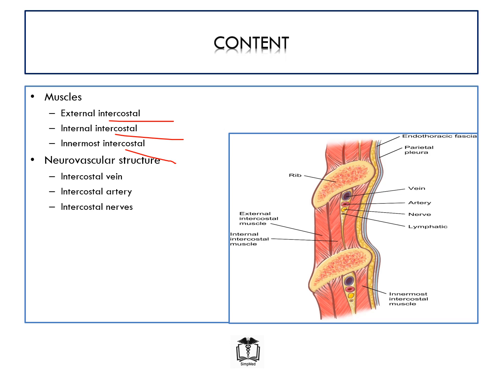And then sandwiched between the internal intercostal muscle and the innermost intercostal muscle would be the neurovascular structures. Those structures are also well arranged. They are arranged from top to bottom as the intercostal veins, the intercostal arteries, and the intercostal nerves, as shown in the image below.